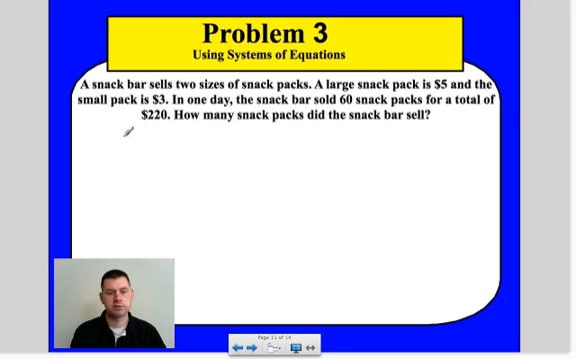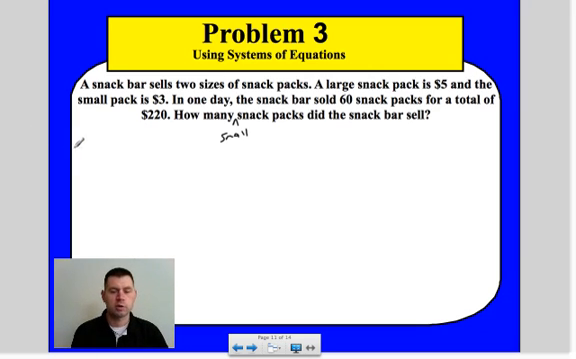A snack bar sells 2 sizes of snack packs, a large snack pack for $5 and a small one for $3. One day they sold 60 total for $220. How many small snack packs did the snack bar sell? I forgot to put that in there. Okay, so we have to actually make a system now, which means we need 2 equations.